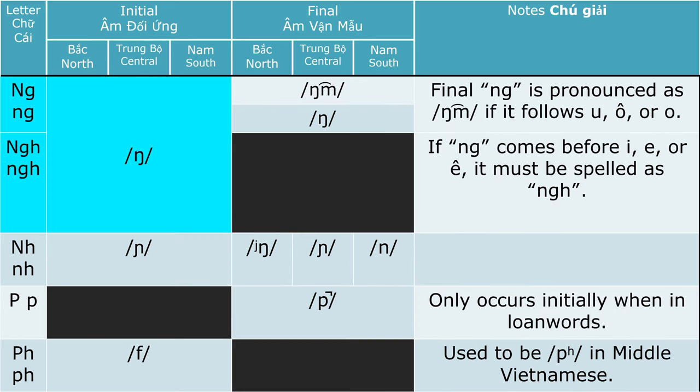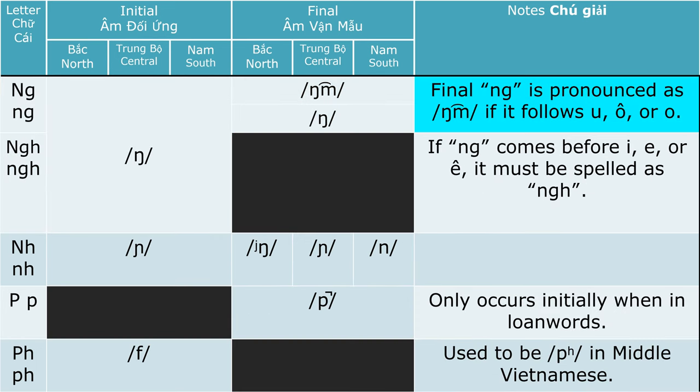Ngo. Ong. Ang. Final NG is pronounced as ong if it follows U, O circumflex, or O. It is pronounced as ang if it follows any other vowel.